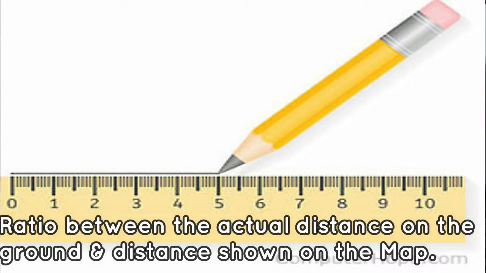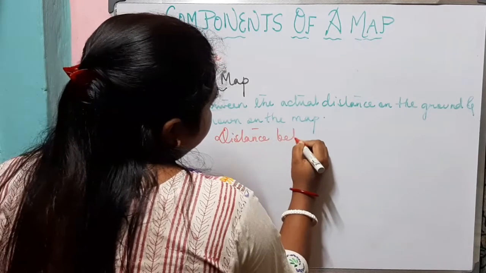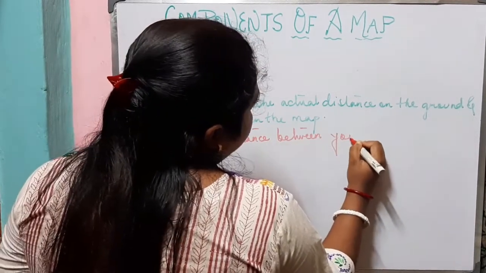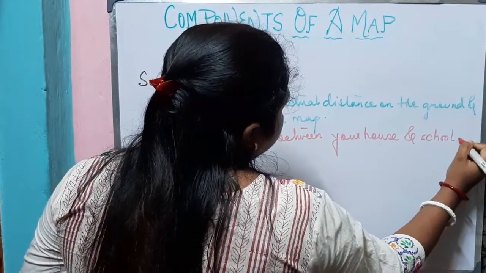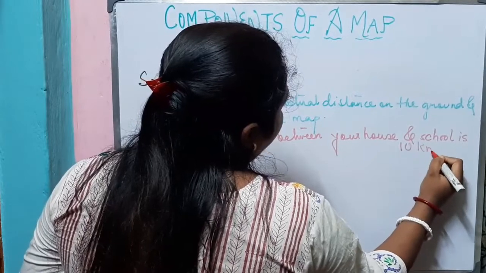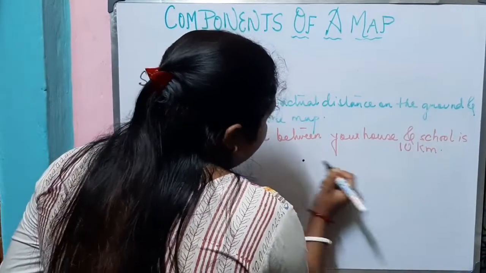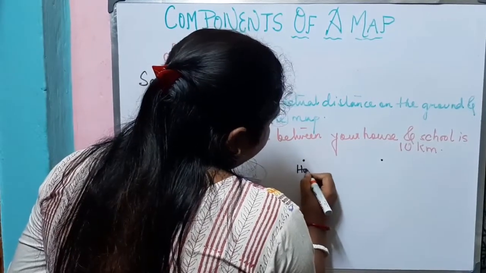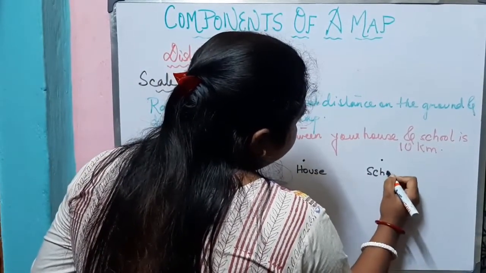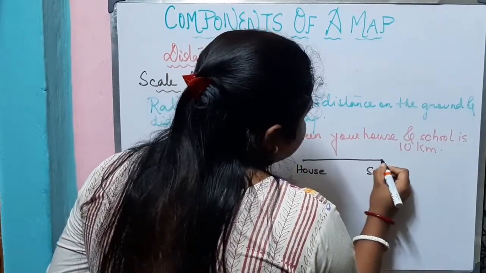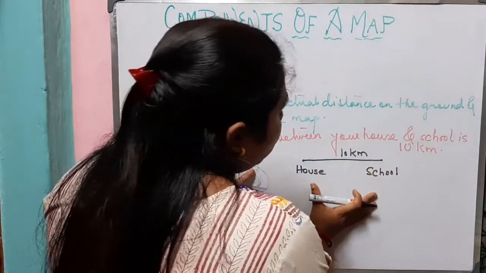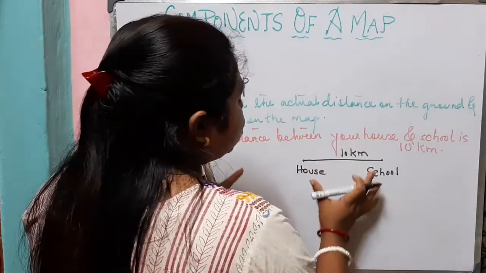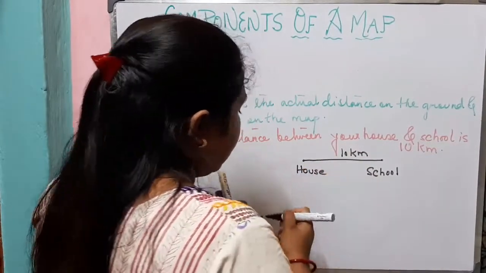For example, the distance between your house and school is 10 kilometers. That means the actual distance between your house and school on the ground is 10 kilometers. This is the real distance. Now, if I have to show this on a map, I have to draw a map and show the distance between your house and school. How will we do it?